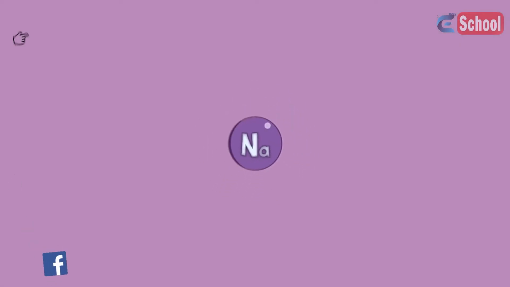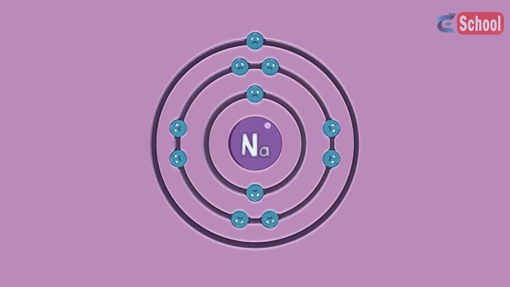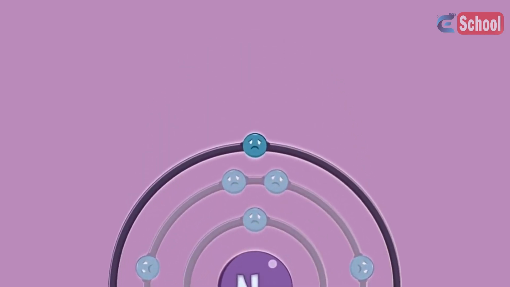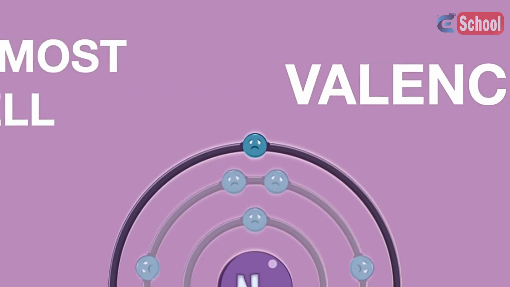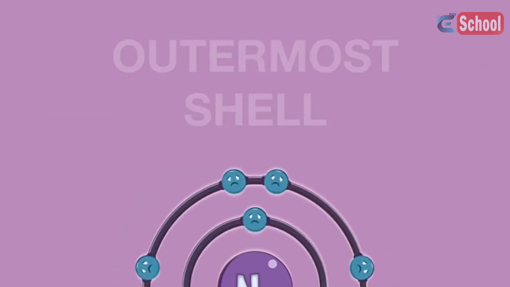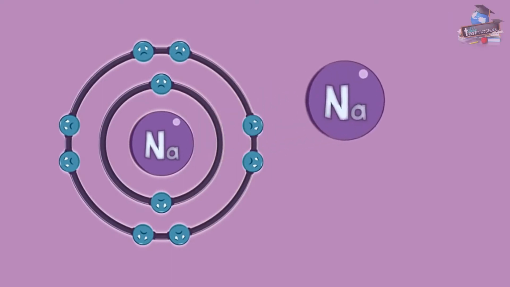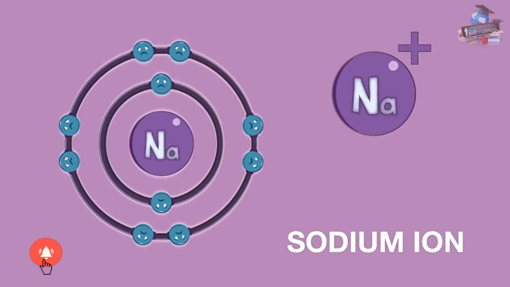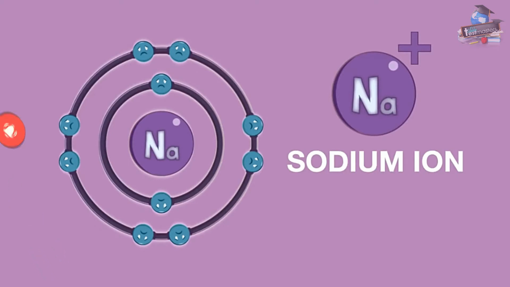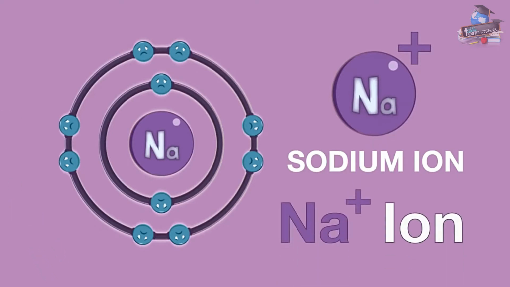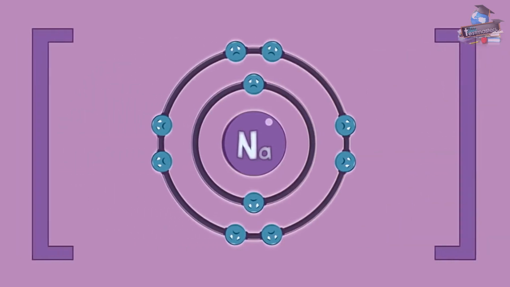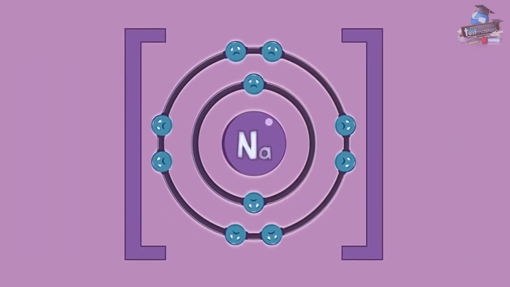Let's look at sodium as an example. Its electronic structure is 2, 8, and 1. It has 1 electron in its valence or outermost shell. When sodium loses this valence electron, it becomes a positively charged sodium ion. This charge is written as a superscript when writing the symbol. When drawing the electronic structure, enclose it in square brackets and write the charge on the top right-hand corner.